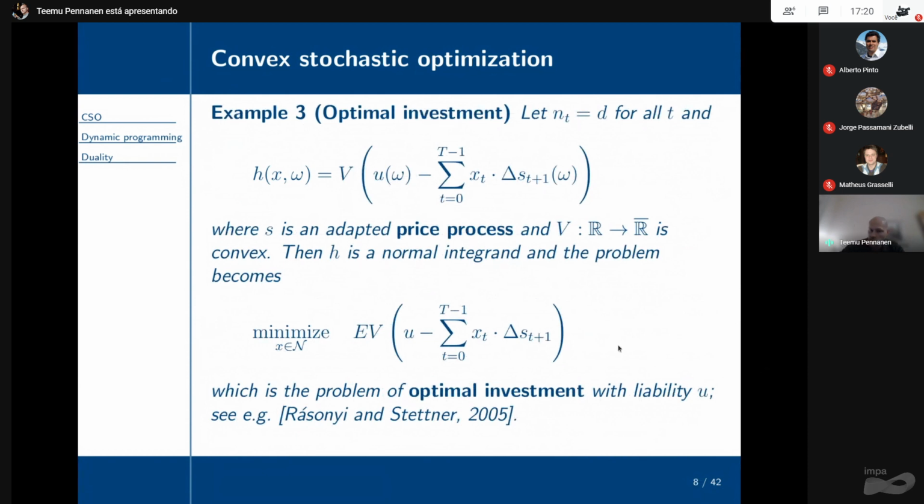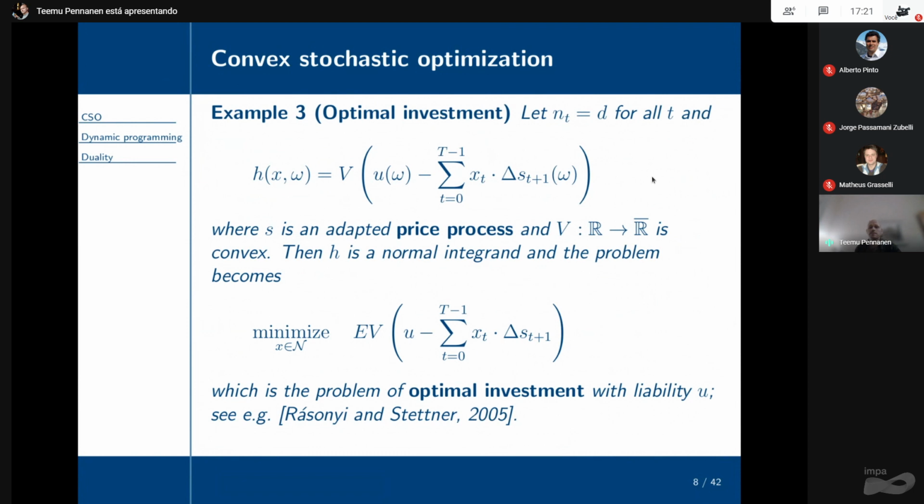The optimal investment. So again, if you look at the second display equation here, we're minimizing over adaptive trading strategies. You have some claim to hedge. U is the claim. Then you can hedge that with the terminal wealth of your trading strategy. So you have this usual stochastic integral with respect to the price process S. You have some utility function or a loss function, and you minimize the expected loss. That has been studied by many colleagues, often in continuous time. There's a beautiful paper by Rásonyi and Stettner from 2005 where they looked at exactly this problem. And again, that fits the general framework with the above choice of the normal integrand.